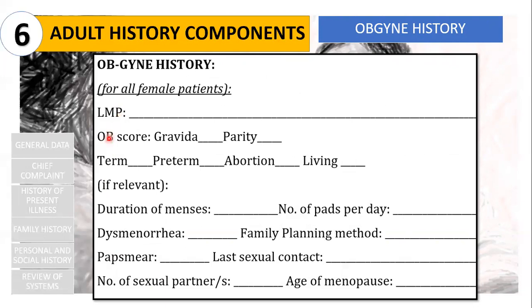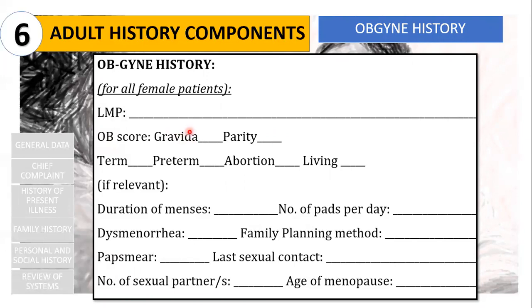For the OB score, gravida means the number of pregnancies regardless of the outcome. And as for parity, this is the number of pregnancies that have an outcome of 24 weeks or more. 24 weeks or more is the viable gestational age. And parity includes also live births and stillbirths.